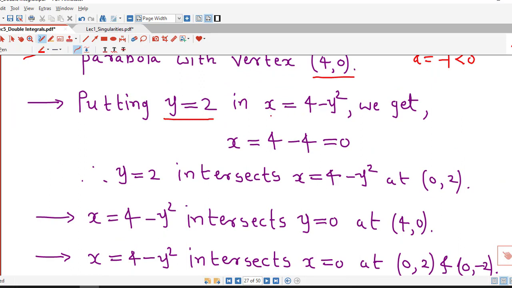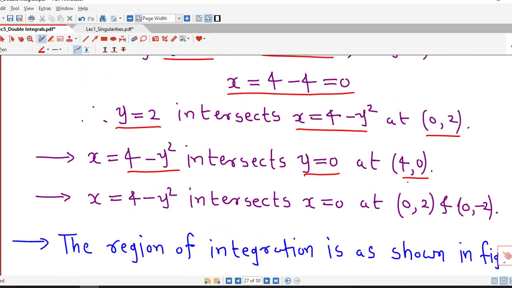Putting y equal to 2 in x equal to 4 minus y square, we obtain x equal to 0. So therefore y equal to 2 intersects x equal to 4 minus y square at (0, 2). Similarly, if we put y equal to 0 here, x is 4. So these two intersect at (4, 0). And as we discussed, x equal to 4 minus y square intersects x equal to 0 at these 2 points, (0, 2) and (0, minus 2).